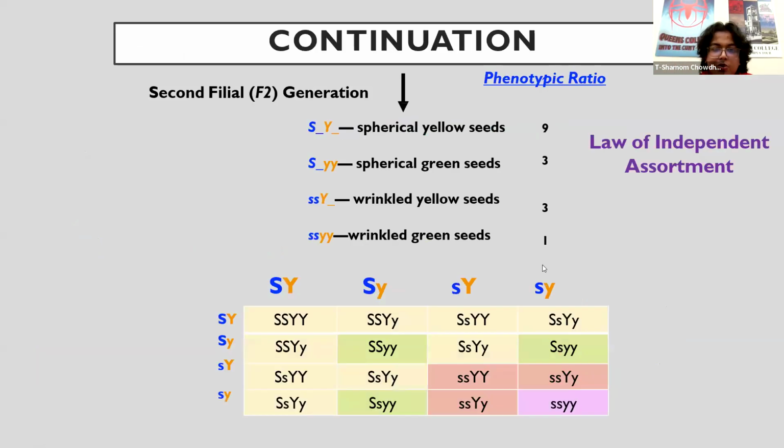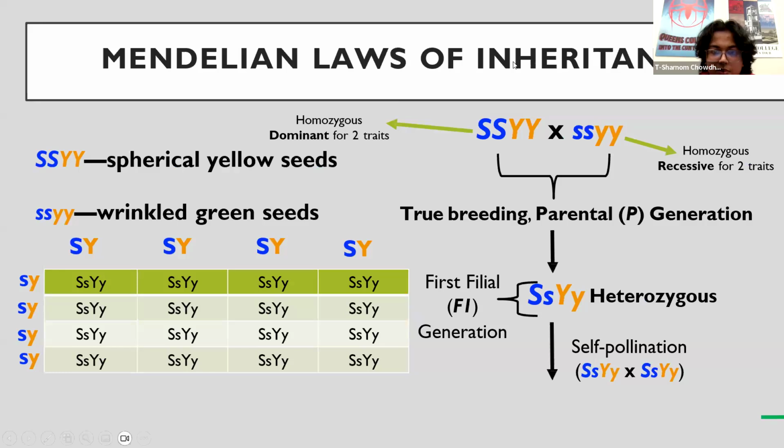Now, when you combine two heterozygous individuals, you get what's known as the 9:3:3:1 ratio. So dihybrid cross, two parents heterozygous for both traits, you get the 9:3:3:1 ratio. 9 are dominant for both traits. 3 are dominant for one trait, recessive for the other trait. 3, once again, dominant for one trait, recessive for the other trait, and then 1 is recessive for both traits.